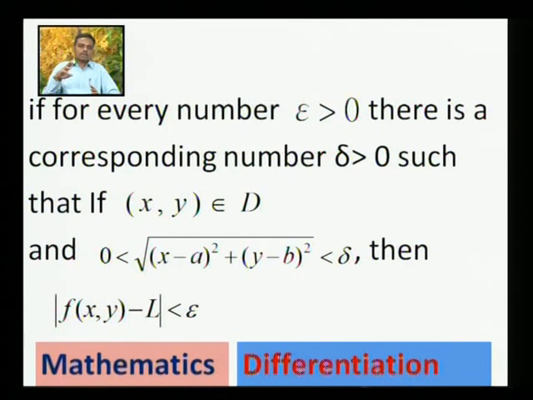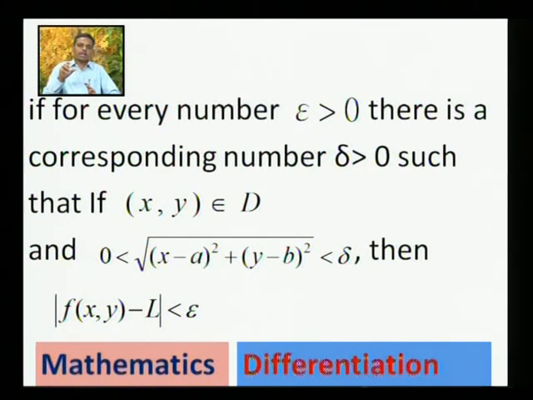Now you can recall the neighborhood of the point a in one variable. It is the open interval (a minus delta, a plus delta). In that case we got an interval only because it is in one variable. Here we are in two variables, so we get a circular disc with center (a, b) and radius delta. We have taken 0 less than because we are not considering the point (a, b) itself, so you can say it is the deleted delta neighborhood of the point (a, b).